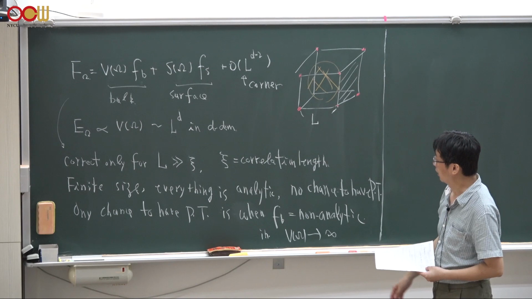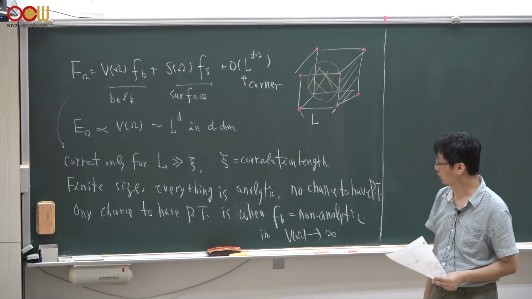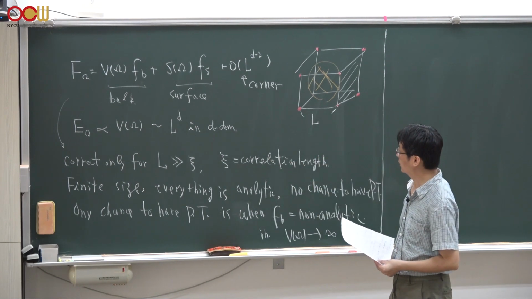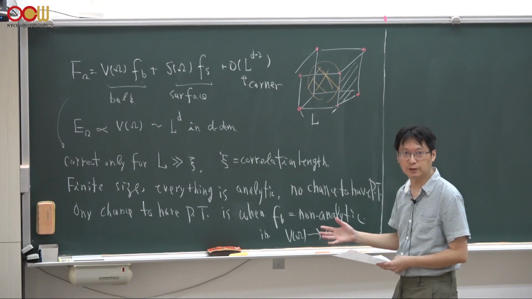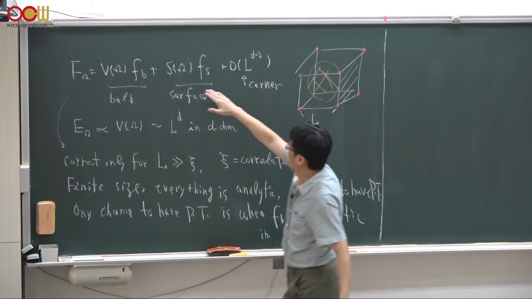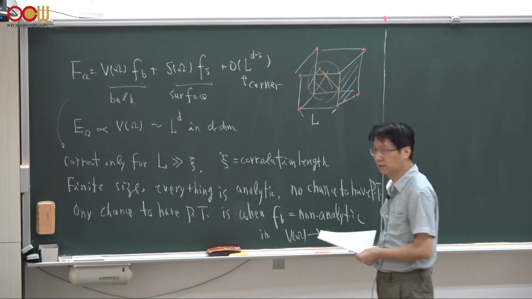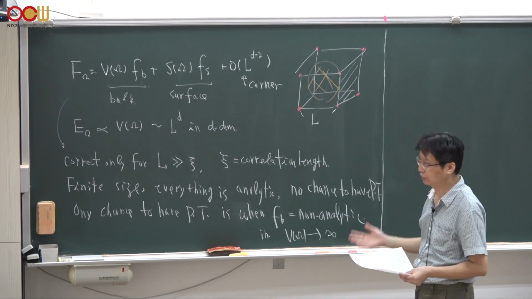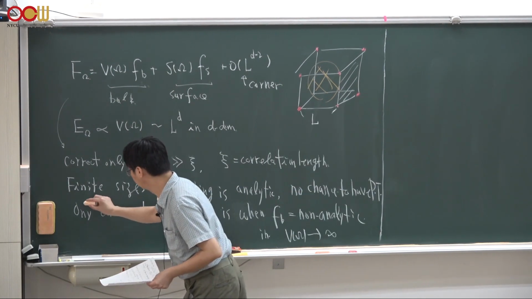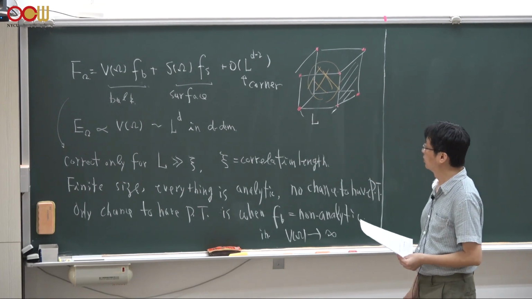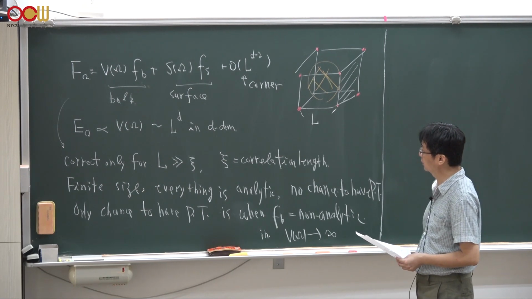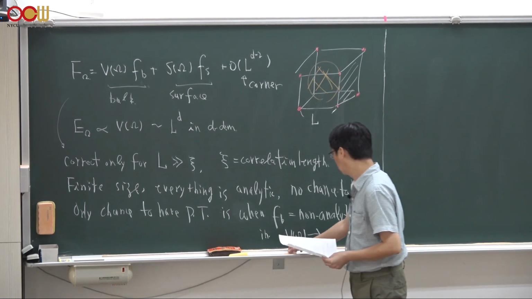This is just a remark, and we will come back to this comment later. All right, so under such approximation, we could define the bulk and surface free energy density. So the statement is that at any given finite size, everything in this FB and FS are analytic. So there is no chance that the free energy could be non-analytic. But the only chance that this could happen is when this volume goes to infinity, and the bulk free energy density and the surface free energy density could be non-analytic.